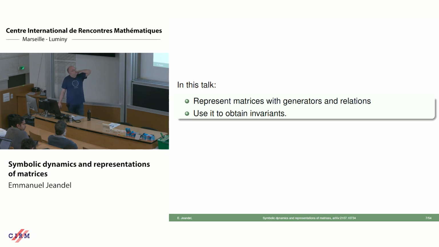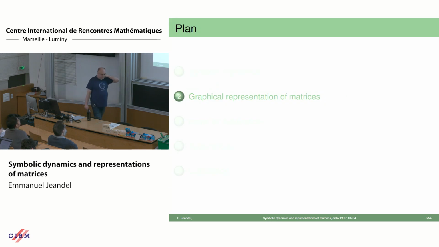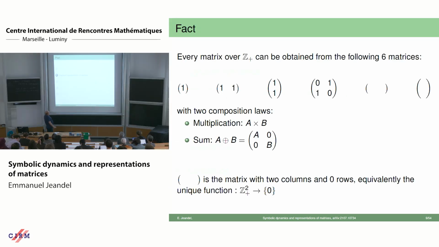So the first part of the talk will be mainly about how to represent matrices graphically, so how to represent matrices with generators and relations. I will give directly what the generators and relators are, and then I will explain how we come to these generators. So it turns out that you can represent any matrix starting from just 6 matrices, this one, and using 2 different laws.